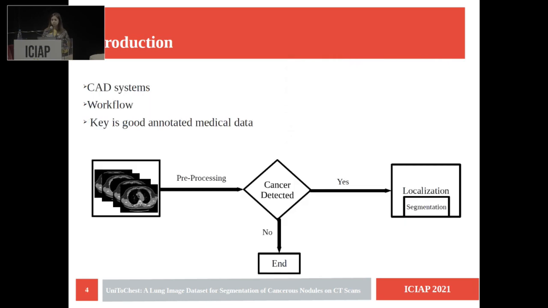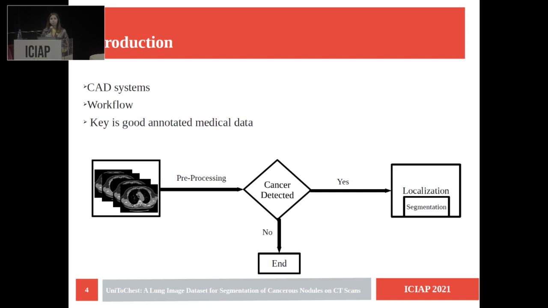To remove this problem and to automate the whole system, CAD systems are introduced. CAD systems are basically computer-aided diagnosis systems which use learning-based methods. These learning-based methods use medical imaging data and they detect whether there is a cancer present in them. And if the said cancer is detected, then the further localization and the segmentation of the cancerous region is done. As we know, learning-based methods are only as good as the training data that is provided to them. In our case, it is medical imaging data.